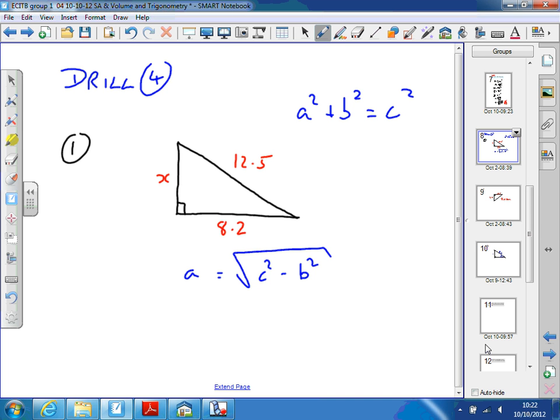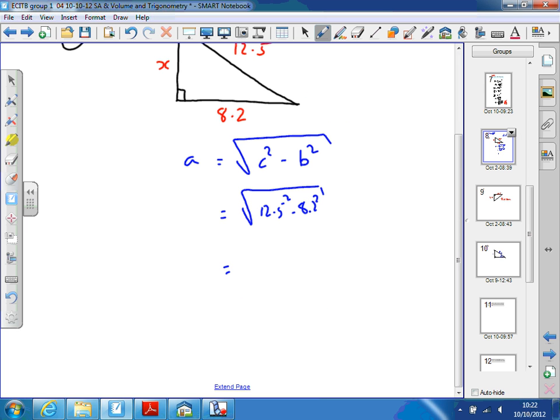So all I've got to do is say, okay, that equals the square root of 12.5 squared minus 8.2 squared. Hit that in my calculator and I get the answer 9.43, which is an appropriate number of significant figures. And I haven't given you the units, so 3 significant figures is all you can say. So a quick calculation with a calculator, seconds work, which would be part of another larger problem possibly.